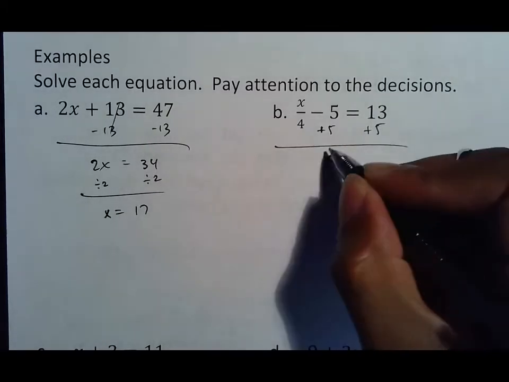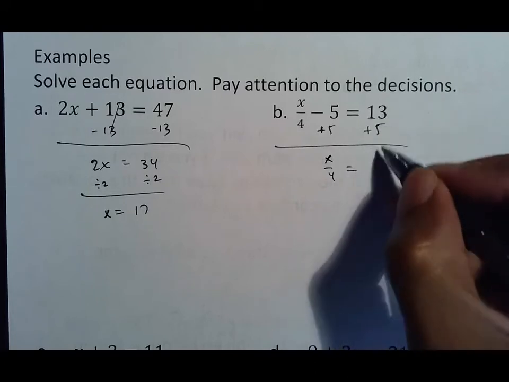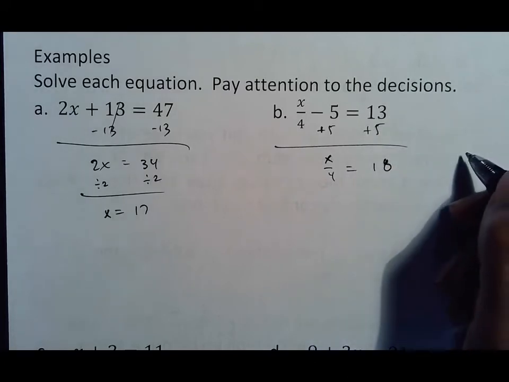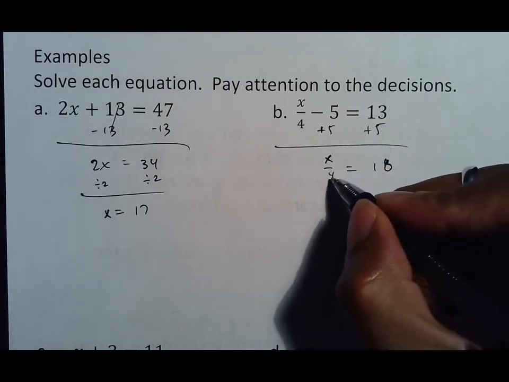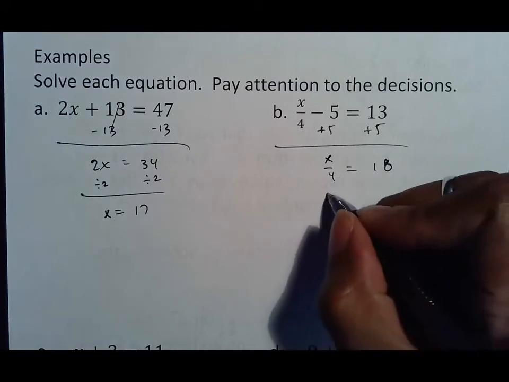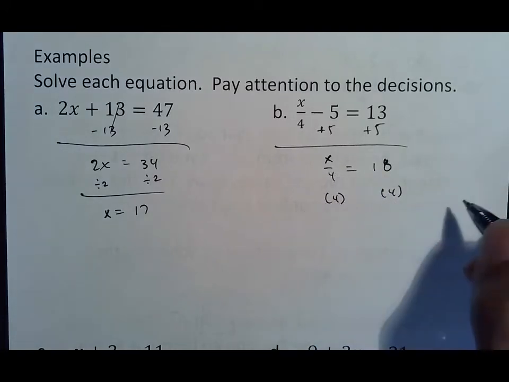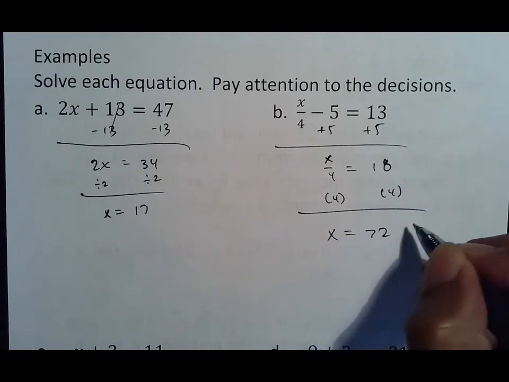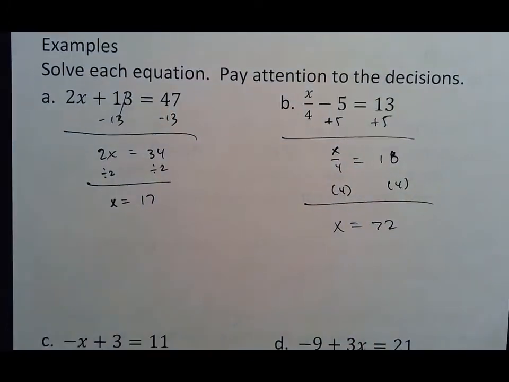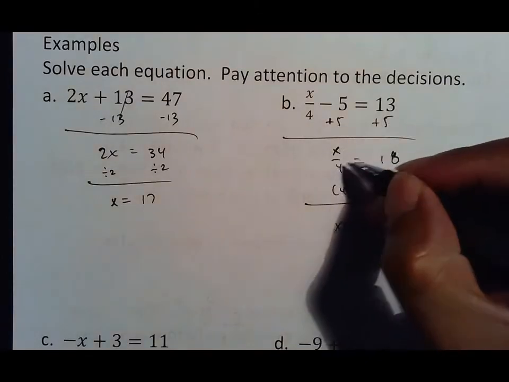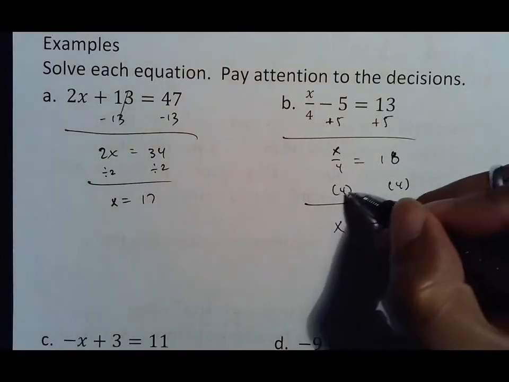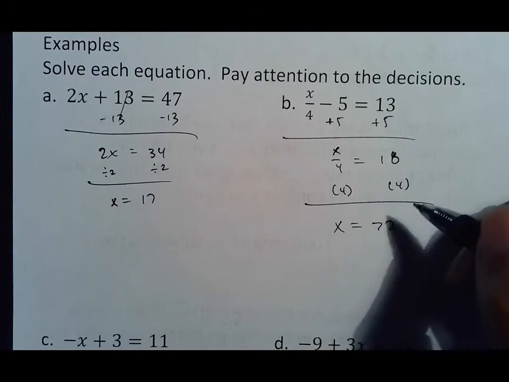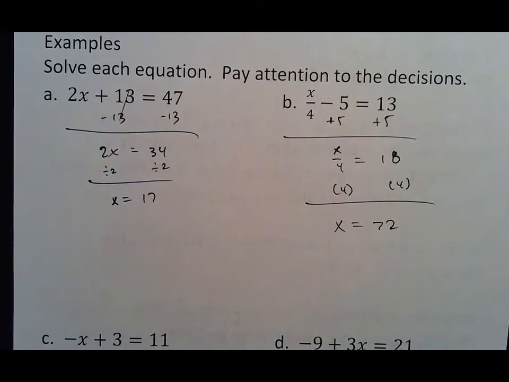We bring down x over 4, which you will have to type, and 13 and 5 make 18. Now we need to get rid of the 4. Well, this is divided by 4, so we will do times 4, which gives us x equals 72. And that's it. So again, you have to write this step, write your x over 4, your 18, write that step the way we learned, which is with parentheses, and then x equals 72, and go from there.